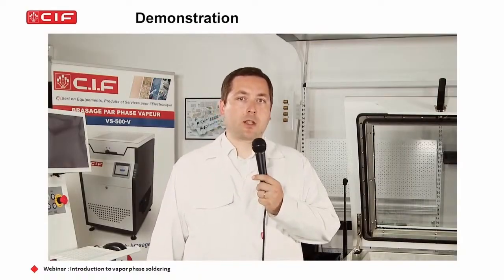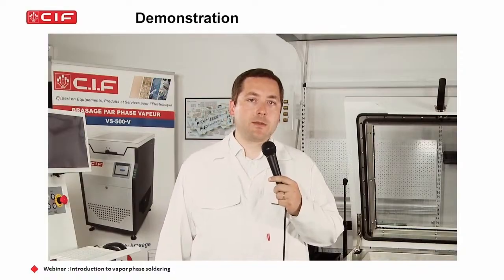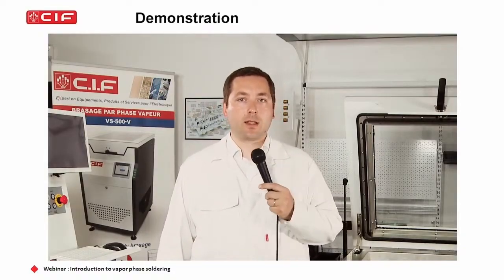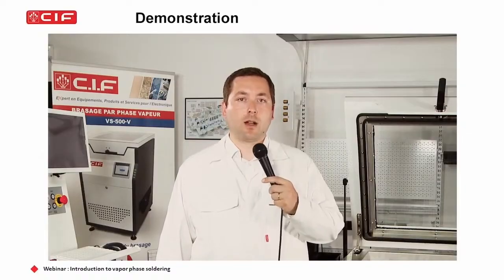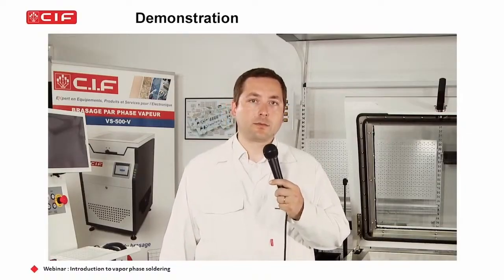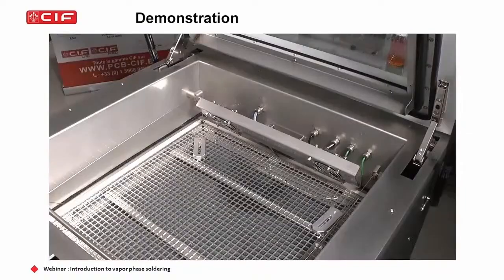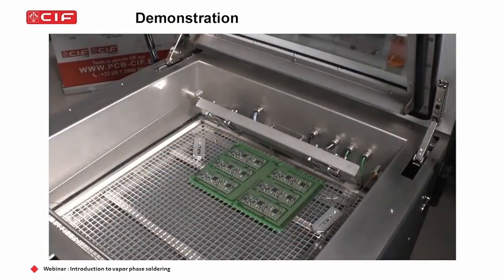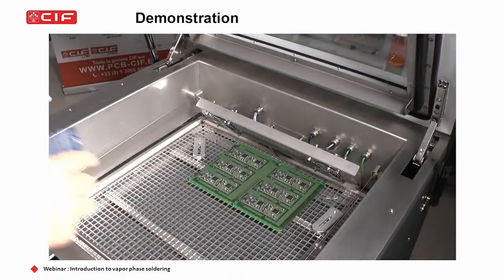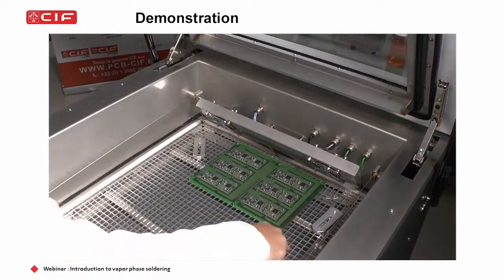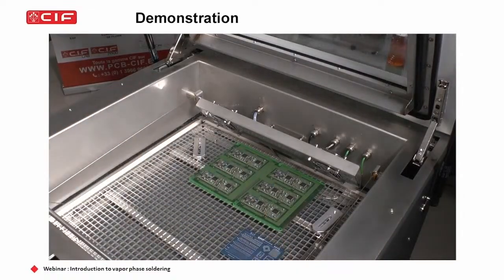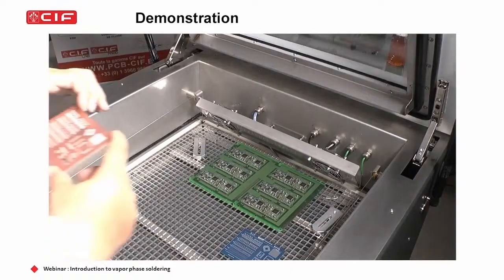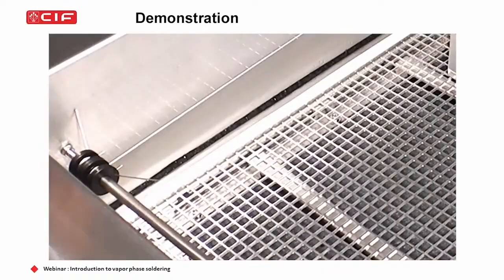So as we mentioned before, the vapor phase system has a great ability to have different boards with different designs processed inside the chamber at the same time. So we have here, for instance, the same board that we have prepared, but one is with blue solder mask and the other one is without any solder mask, and all the copper shield has been kept. It means different thermal inertia for both boards.